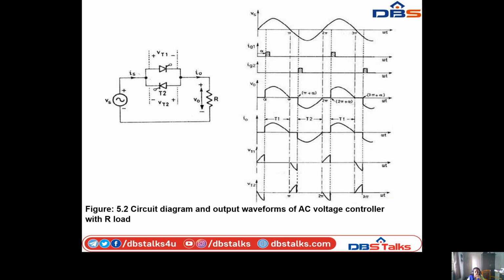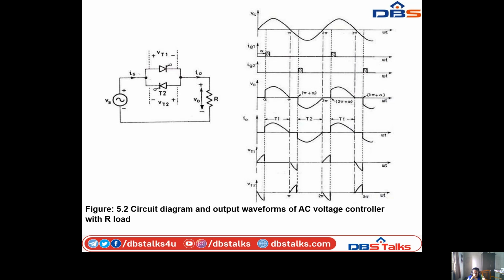Ig1 is triggered at an angle alpha and Ig2 will be triggered at an angle of pi plus alpha. So here we have to see the output voltage V naught waveform. You have to see, the output voltage will appear here.